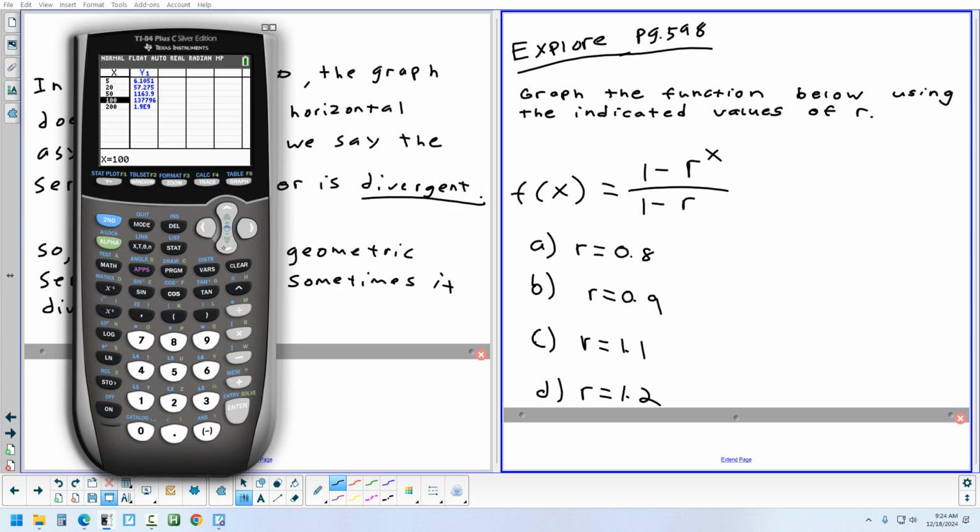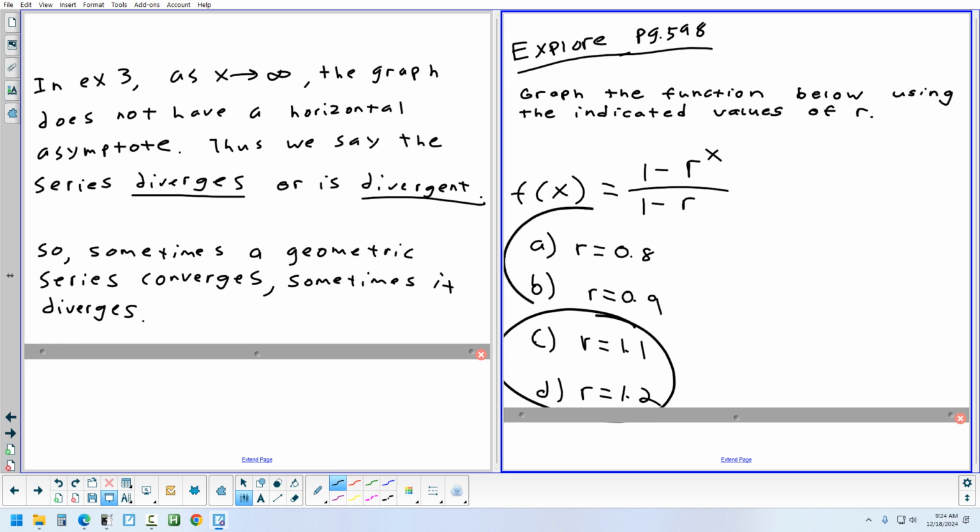No. And the key difference between these two and those two is the R value. What values of R do you think you would get closer and closer to a number? Less than 1. And what values of R do you think would cause you to diverge and go away from a number? Above 1.